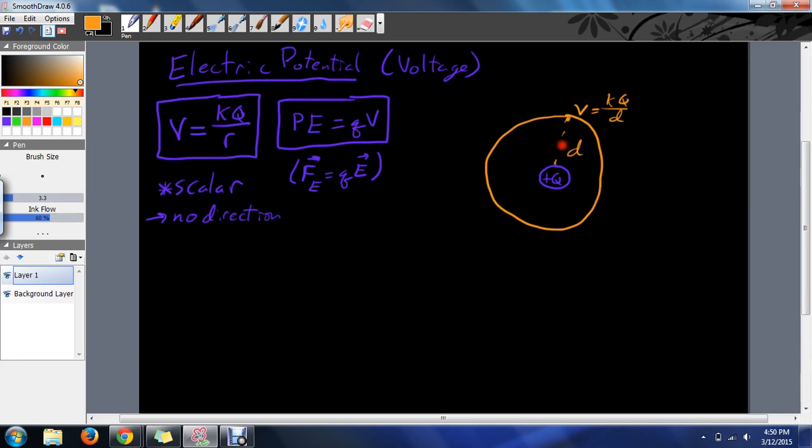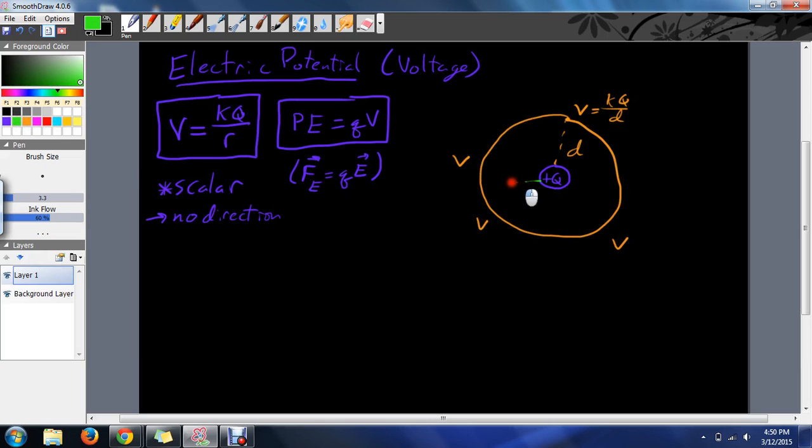Everywhere distance d away, it'll have the same value. Forgive me for not drawing a nice circle there. Maybe I can redraw that. Everywhere distance d away, it's going to have the same voltage value V. And everywhere distance d over 2 away, it'll have, what is it? Careful. It's closer, so it's going to have a larger value because it's an inverse.